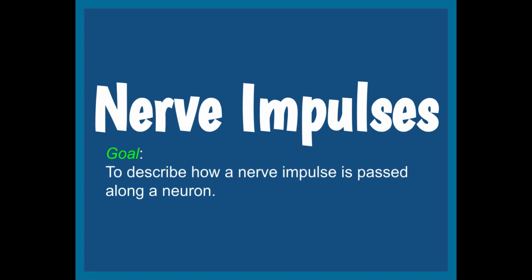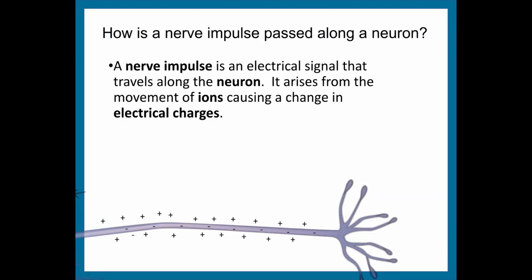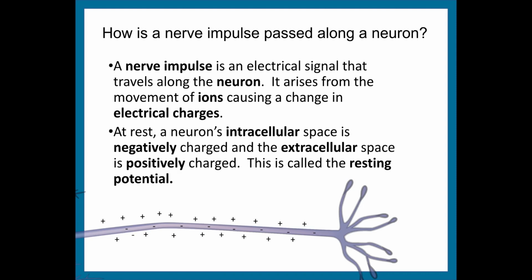Today we're going to talk about nerve impulses, and the goal of this video is to describe how a nerve impulse is passed along a neuron. So first, a nerve impulse is an electrical signal that travels along the neuron, and it arises from the movement of ions, causing a change in electrical charges.